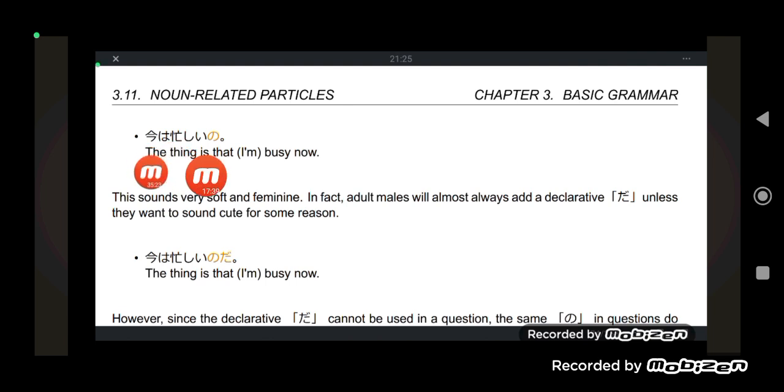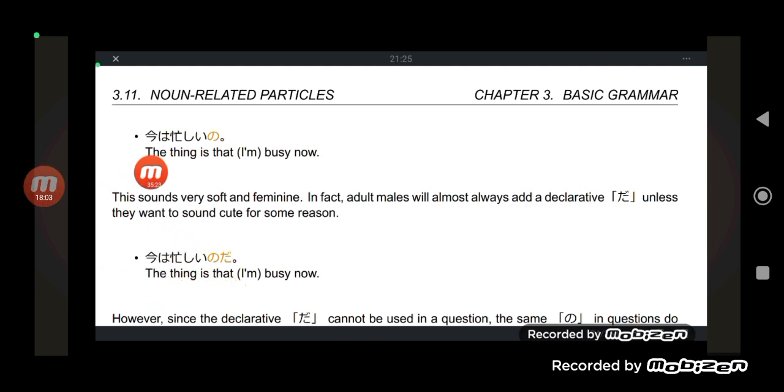Ima wa isogashii no. The thing is that I'm busy now. Or ima wa isogashii no da. So this is particle no as a nominalizer, and this is the n da, explanatory no plus the da copula to make it explanatory.